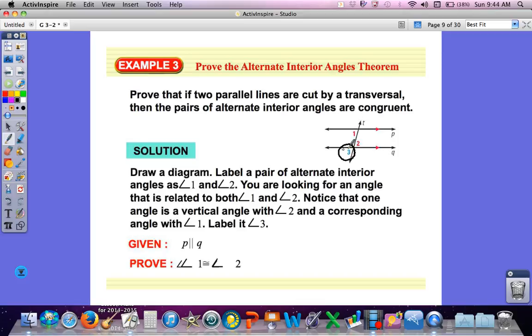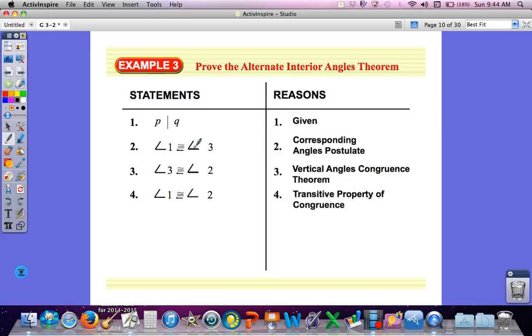We're told that P and Q are parallel. If they're parallel, then we know that 1 and 3 have to be congruent because of the corresponding angles postulate. We also know that 2 and 3 have to be congruent because of the vertical angles theorem we learned in chapter 2. So I'm going to use those two pieces, and let's see how they laid out this proof.